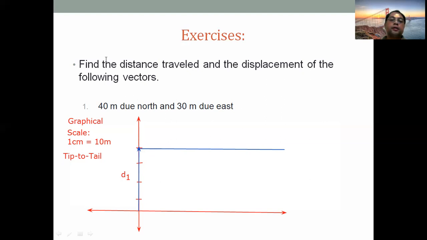So we will now draw, from the tip of D1, our second vector, 30 meters due east. We will mark here 3 segments, 1, 2, 3, because we needed only 30 meters. So 3 segments only. And after that, we draw our line. Let's label it with a red color. The 30 meters is only up to this point. And let me erase this one. So I call this now our D sub 2.